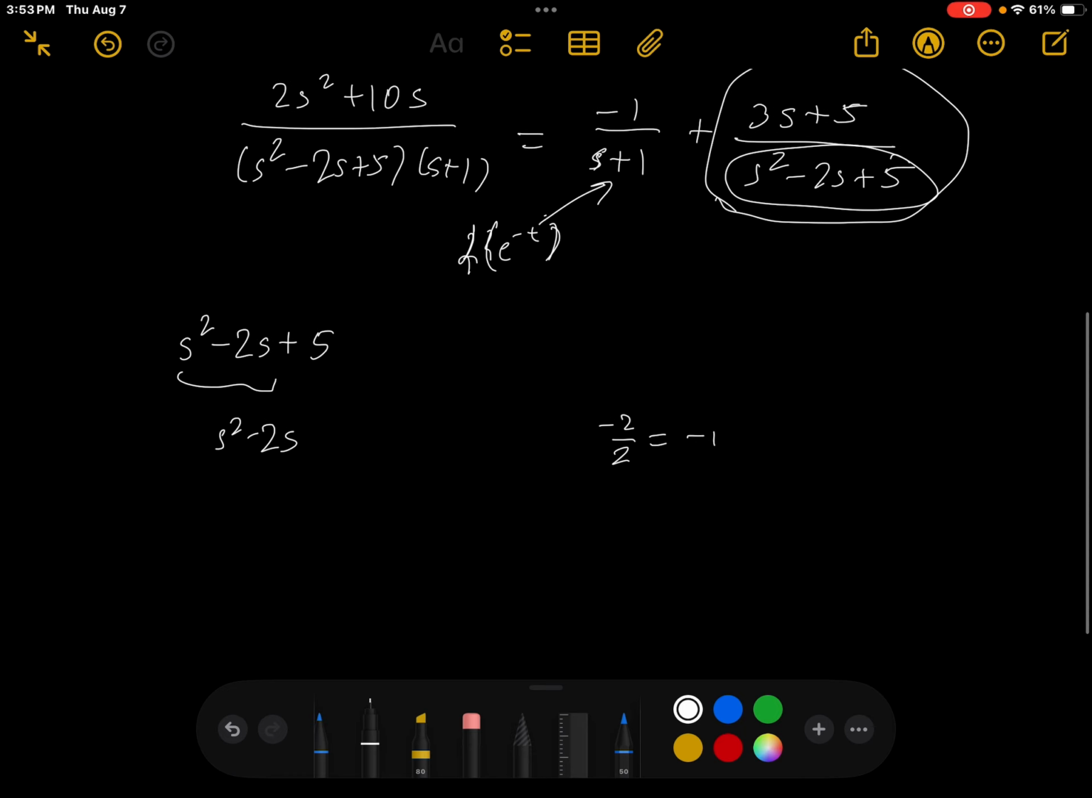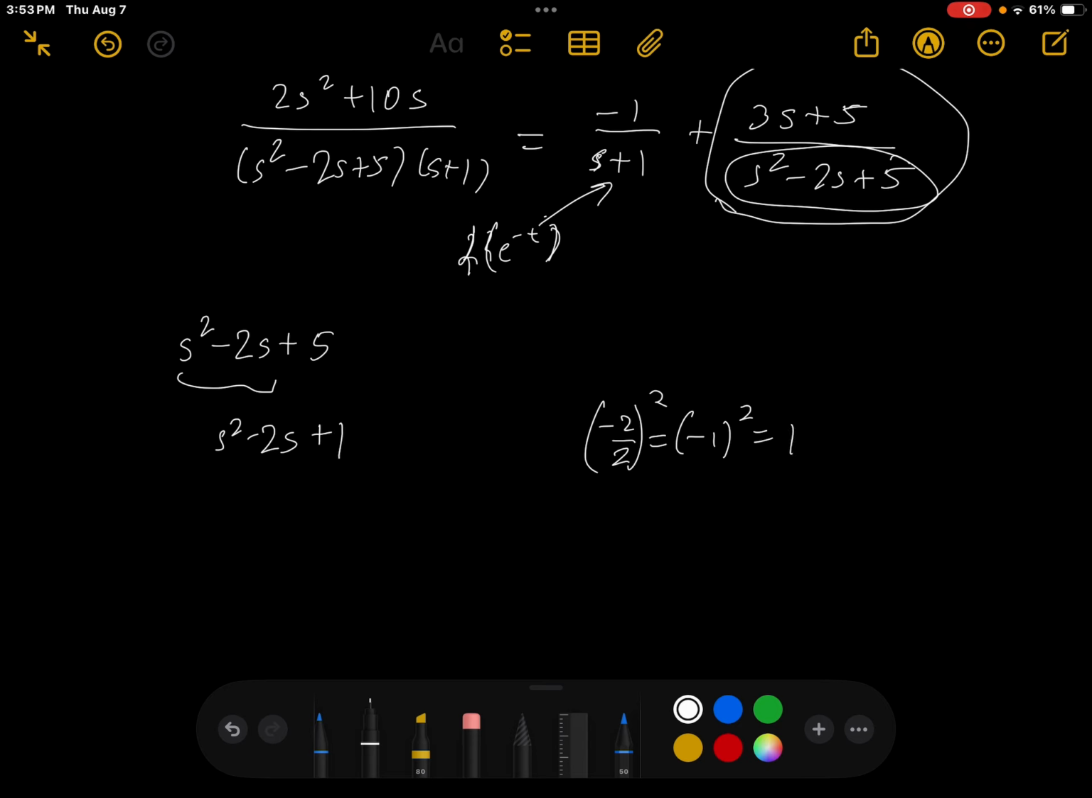And then if you square it, negative 1 squared is 1. So if you add 1, you will be able to write this as a perfect square. And in fact, this does factor as s plus 1 in parentheses squared. So I can write this as s squared minus 2s plus 1 plus 4. And this part, s squared minus 2s plus 1, is s plus 1 in parentheses squared. So I have s plus 1 in parentheses squared plus 4.